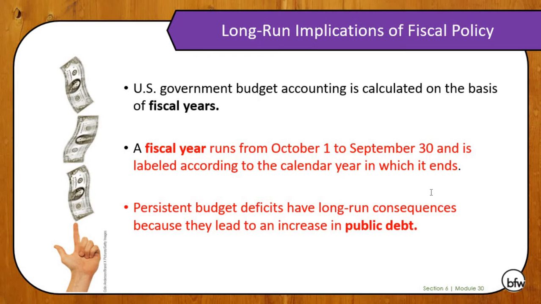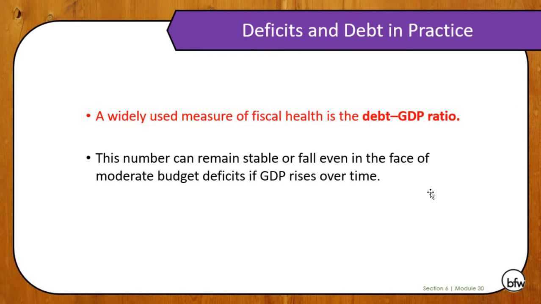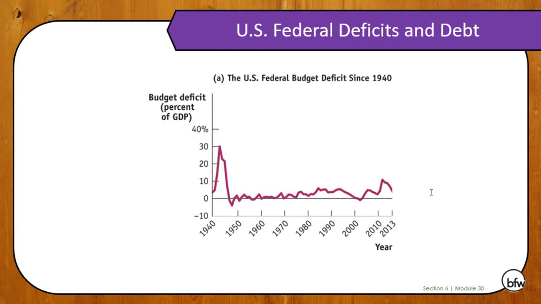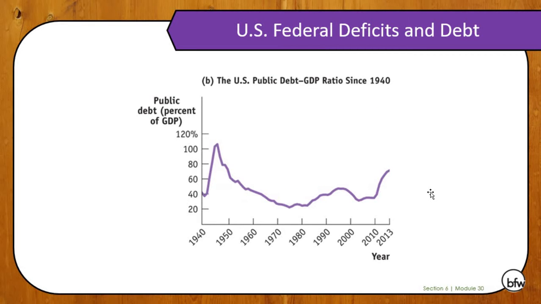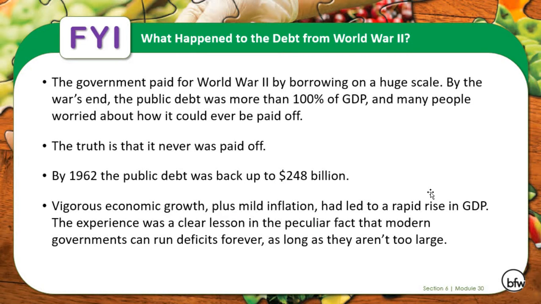Persistent budget deficits do have serious long-run consequences because they lead to an increase in public debt. A widely used measure of fiscal health is the debt to GDP ratio. This number can remain stable or fall even in the face of moderate budget deficits if GDP rises over time. So if we have GDP increasing by a lot and our deficit stays the same, then eventually the deficit will become much less as a comparison to GDP. There's a little information about our World War II debt right there for you.